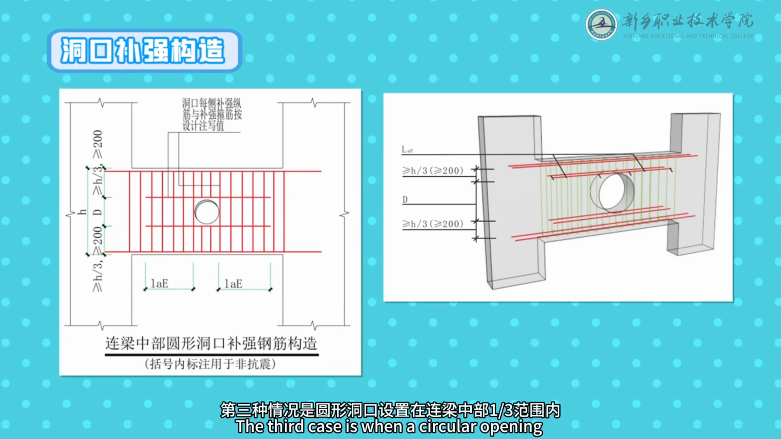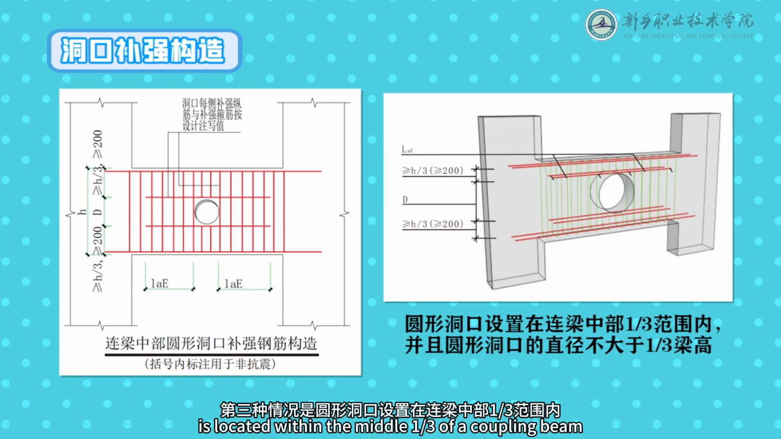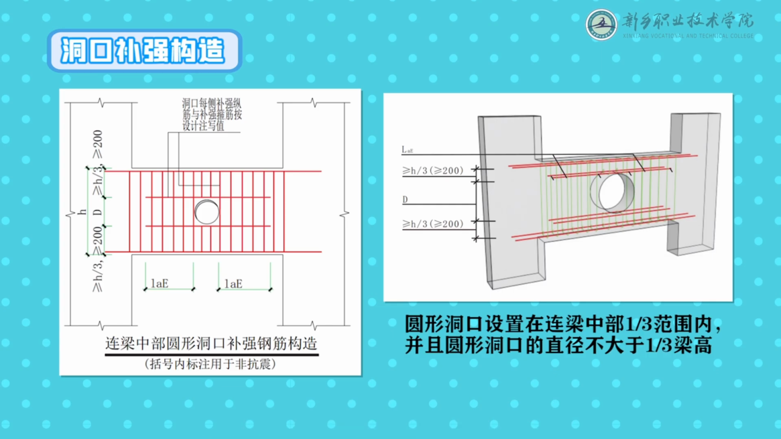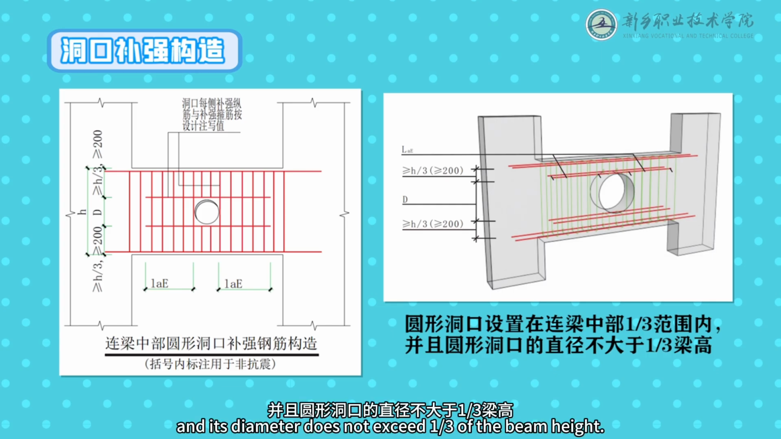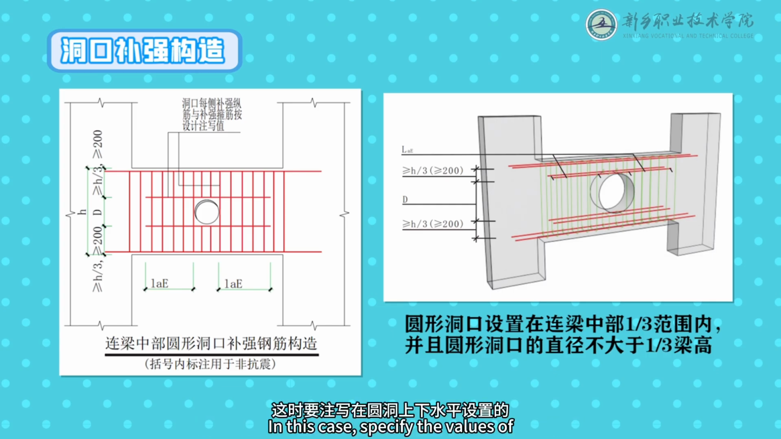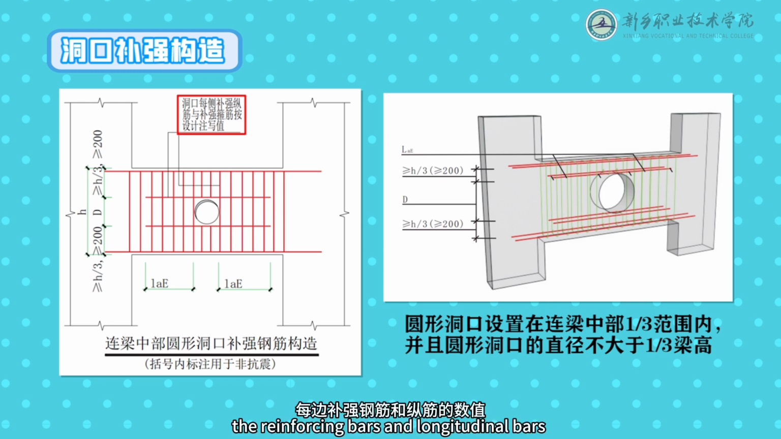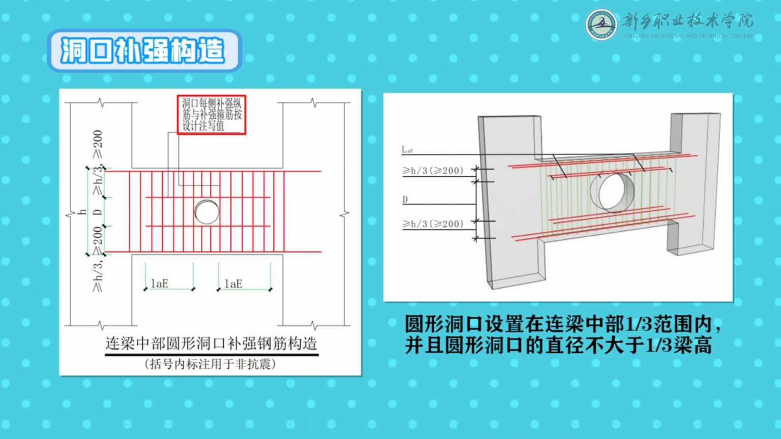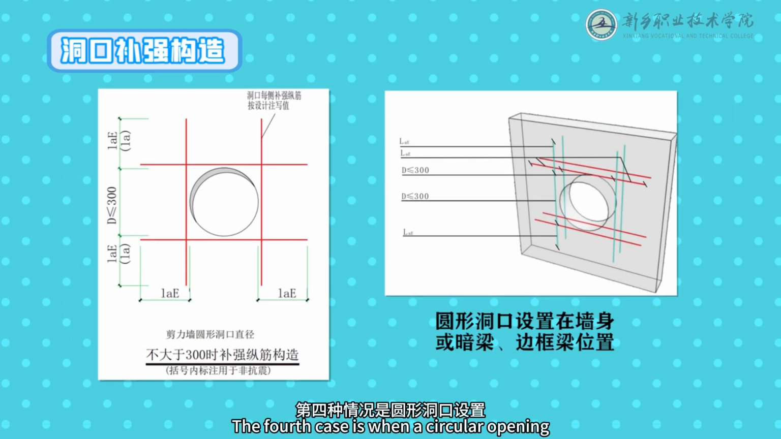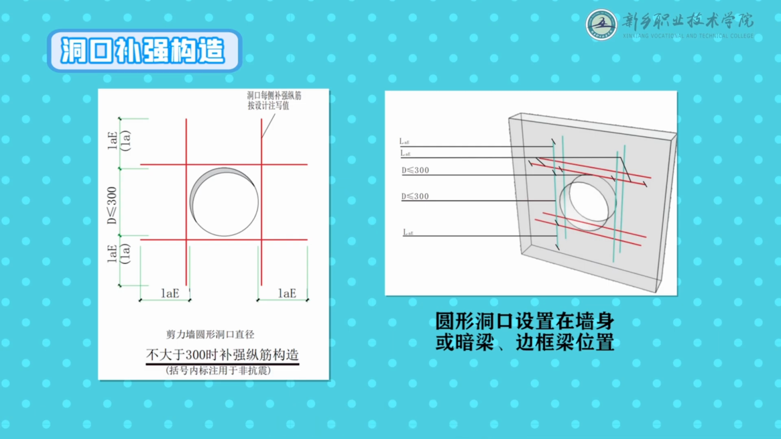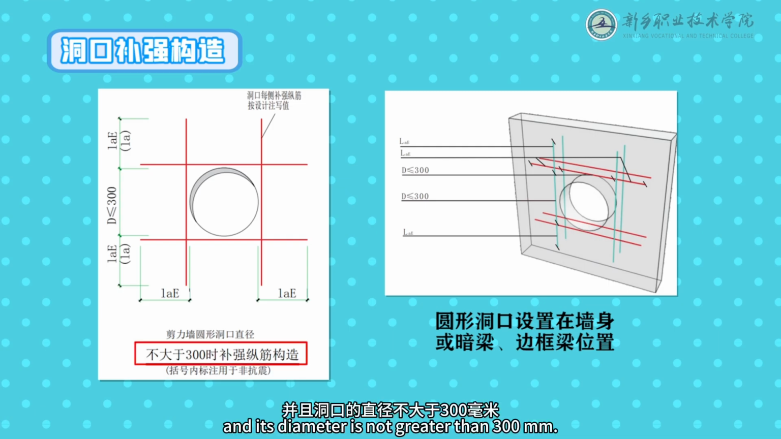The third case is when a circular opening is located within the middle 1/3 of a coupling beam, and its diameter does not exceed 1/3 of the beam height. In this case, specify the values of the reinforcing bars and longitudinal bars arranged horizontally above and below the circular opening on each side. The fourth case is when a circular opening is located in the wall web, hidden beam, or boundary beam, and its diameter is not greater than 300 mm.